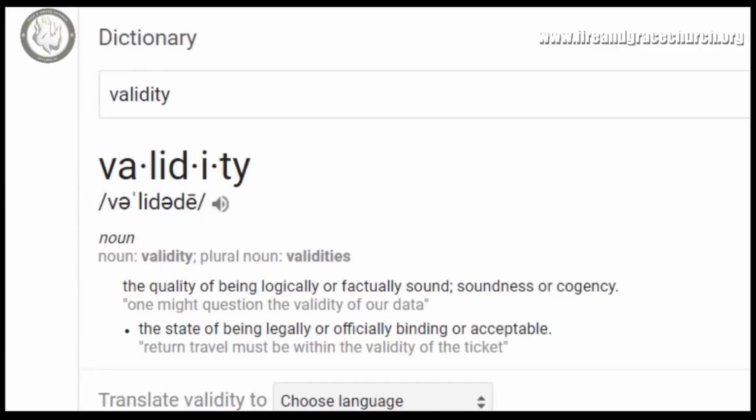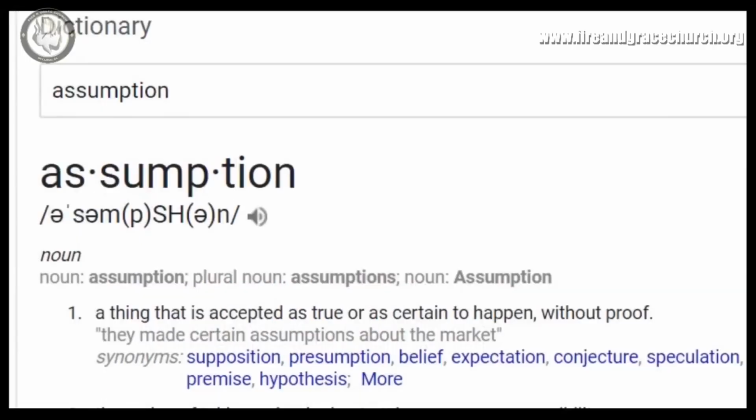Just so you know, the definition of validity: the quality of being logically or factually sound. Let's keep going here. Assumption. And anyway, let's just say that they didn't put in the validity. They just used the words flat earth assumption. You hear that a lot. Well, an assumption is a thing that is accepted as true or as certain to happen without proof. I mean, we don't even need proof of this anymore. This is what is assumed to be true by the scientific community, by the governments of the world.